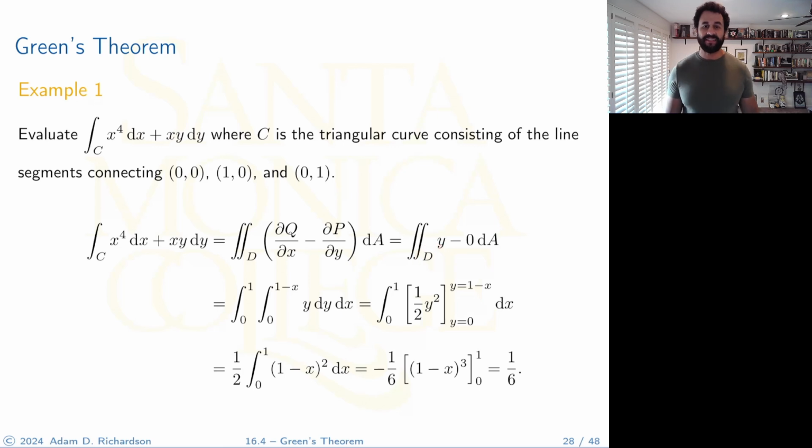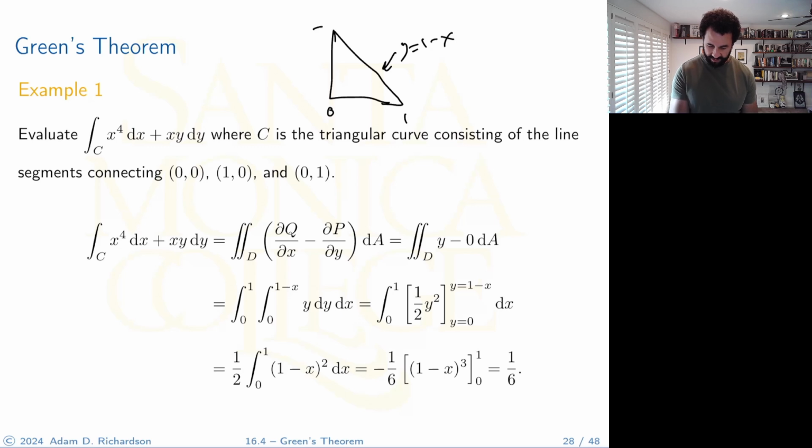And the region D is simply described. You just scan the region from 0 to 1 minus x, and then 0 to 1, right? So it was this one. There's y equals 1 minus x. X goes from 0 to 1. Oops. There you go.